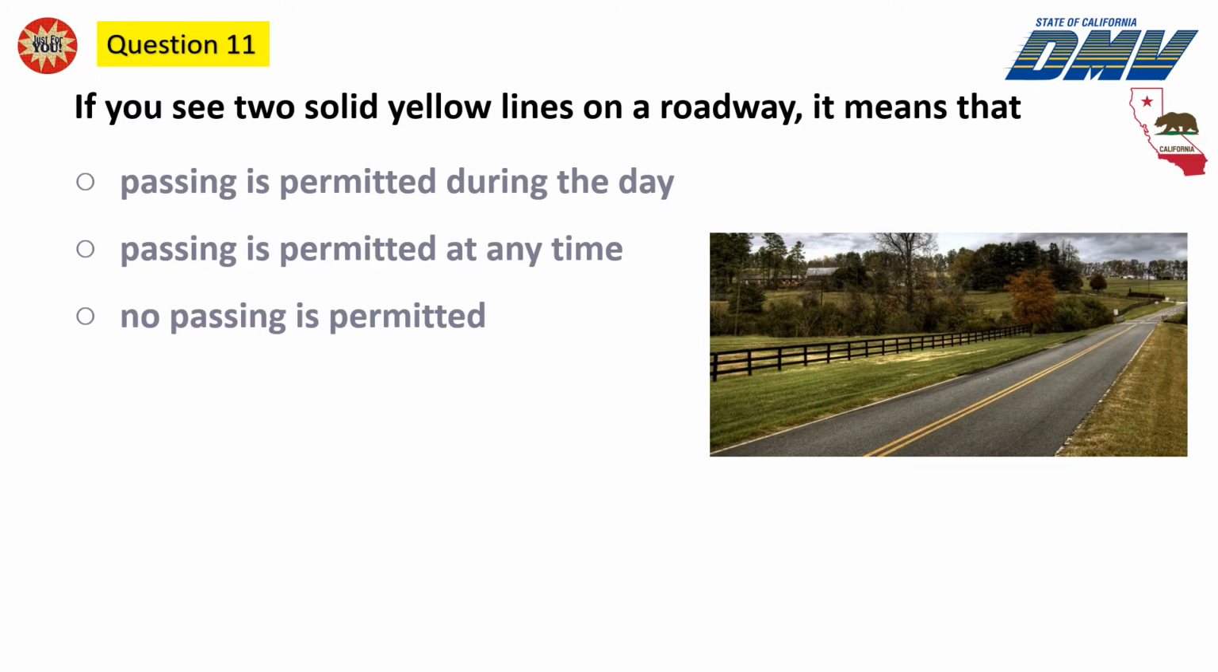Question 11. If you see two solid yellow lines on a roadway, it means that passing is permitted during the day. Passing is permitted at any time. No passing is permitted.